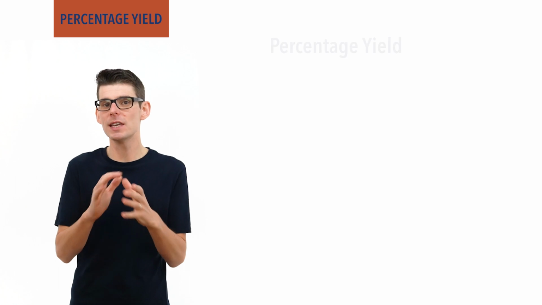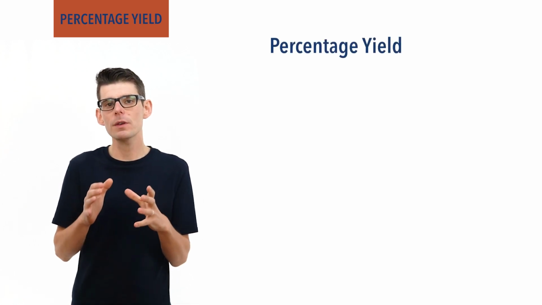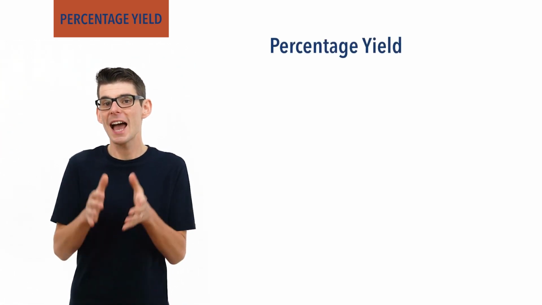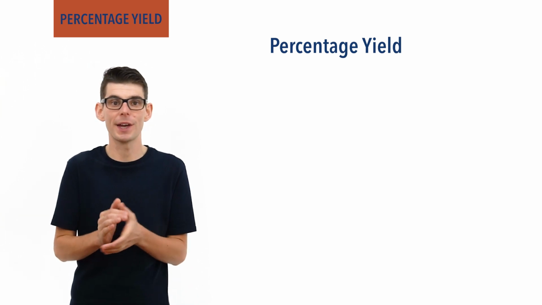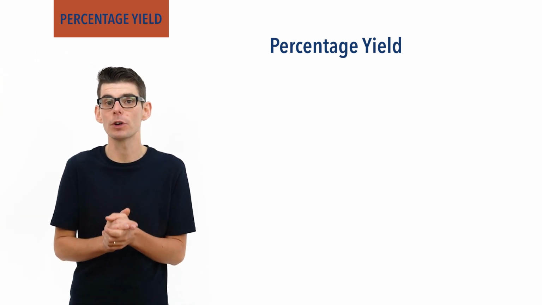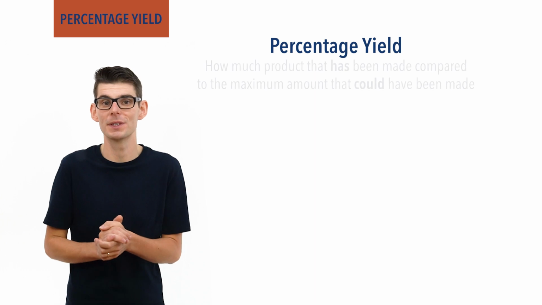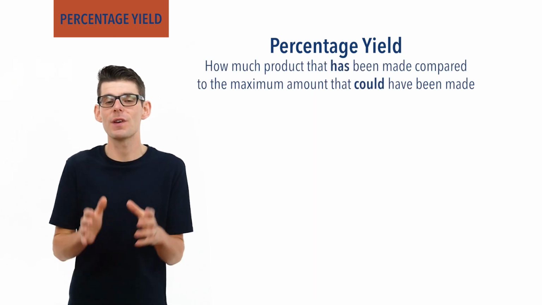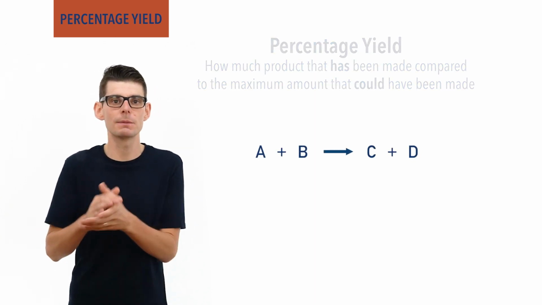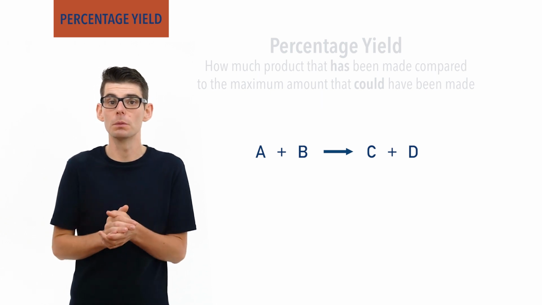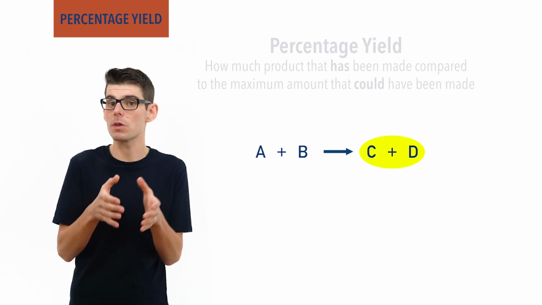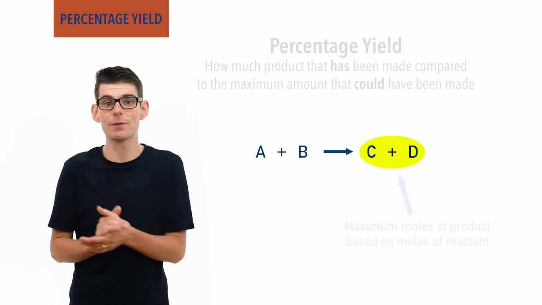The percentage yield of a reaction is a way of comparing how much of a product has been formed and obtained in a reaction compared to how much of the product could have been formed. In reactions, there is a theoretical maximum amount of product that can be formed, and this is based on the moles of reactants that are reacting together.